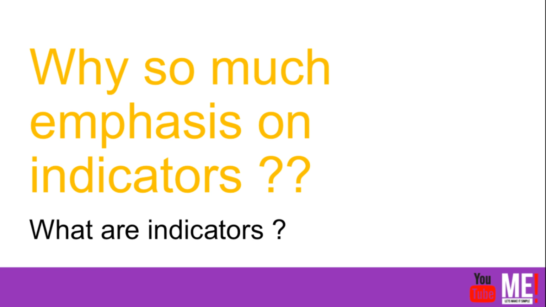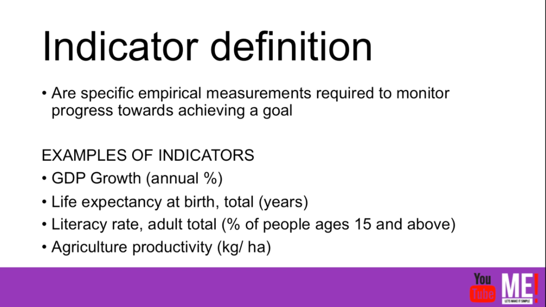And the first question we should be asking ourselves, what are indicators? Well, by definition, indicators are specific empirical measurements required to monitor progress towards achieving a goal. That's what indicators are. These are definitions you find all over the internet in so many books, but I can define this myself. Indicators are a means to measure change, okay? When you have an indicator, you're able to gauge whether you're actually moving towards your set results or not.